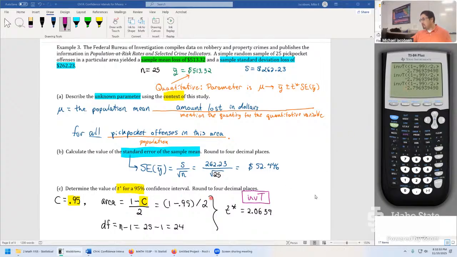Yeah, you're doing a 99. Oh, I see. I'm getting all mixed up on this. Let me try one more time. Inverse T, 1 minus 0.95 to match the confidence, 24 degrees of freedom. And we're back to that number there. Thanks for spotting that. Does that look better to folks so far?